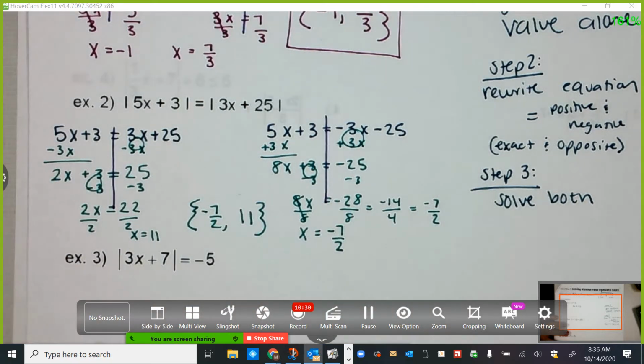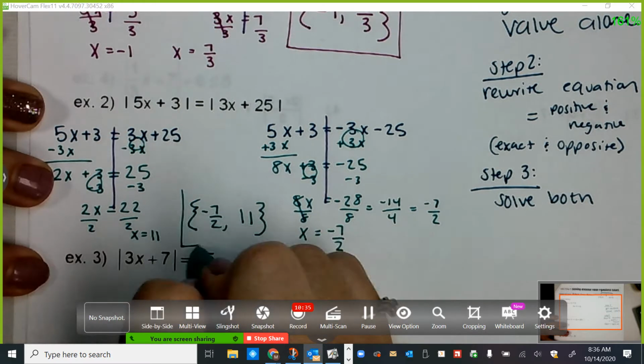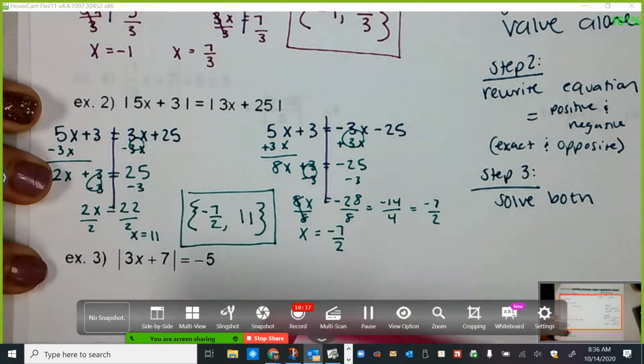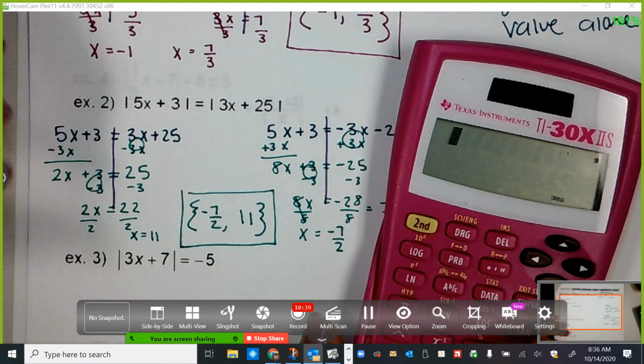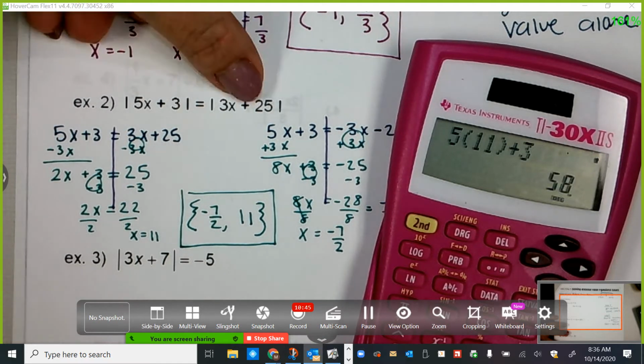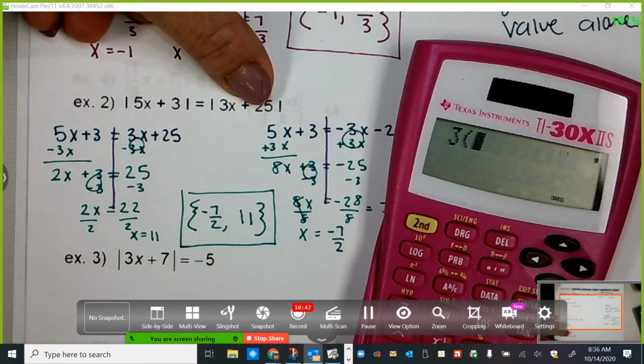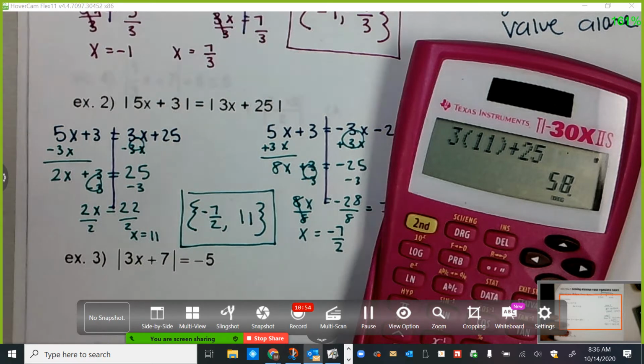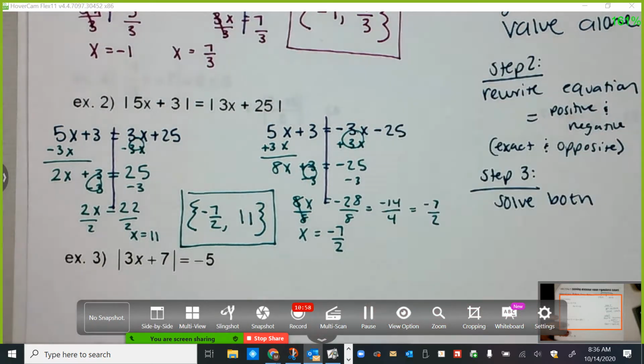Now, just to show you quickly how you can check your work in the calculator with this problem, you're literally just going to type it in both sides. So 5 times, we'll do 11, plus 3 is 58. So now type it in the other side. 3 times 11 plus 25. Did they equal the same thing? They both equal positive 58, so I know I did it right. So you'll just have to type it in both sides. Okay? Any questions on this one?